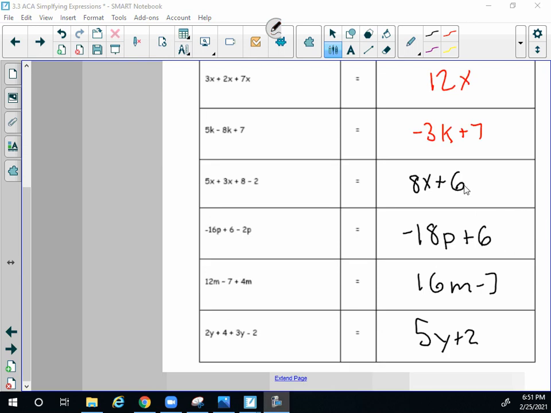All right, so you should have gotten 8x plus 6. The next one was, I think, the trickiest. You should have gotten negative 18p plus 6. Keep in mind that this is a minus 2p, so we have negative 16p minus 2p. When those combine, we are subtracting 2 from a negative, so it's going to go farther left on the number line to give us negative 18p. Then we have 16m minus 7 and 5y plus 2.